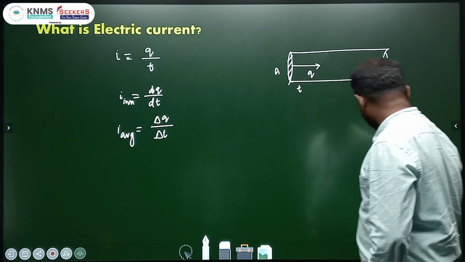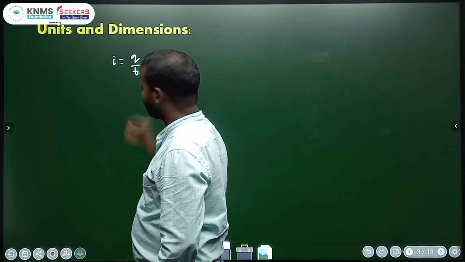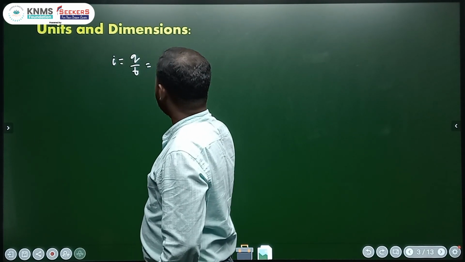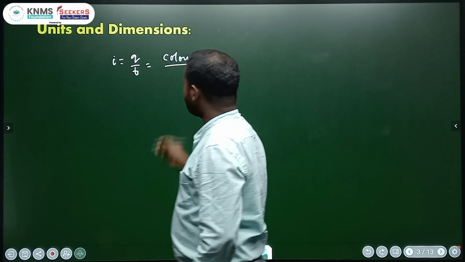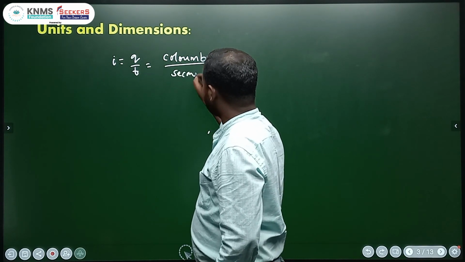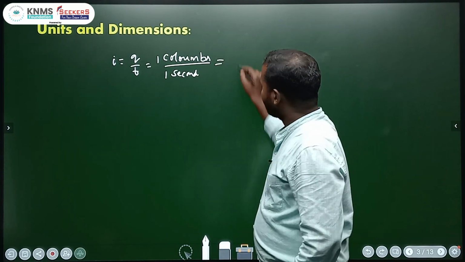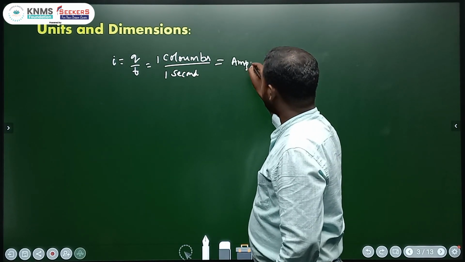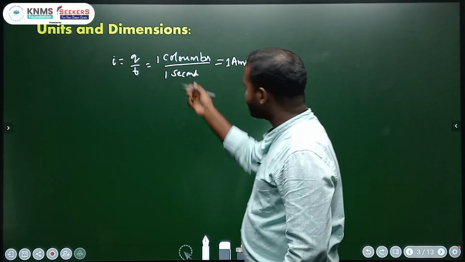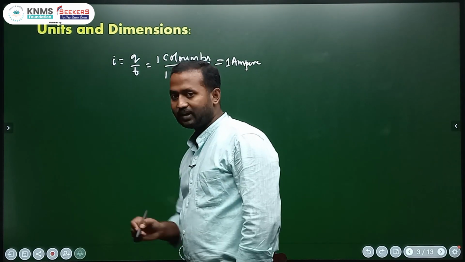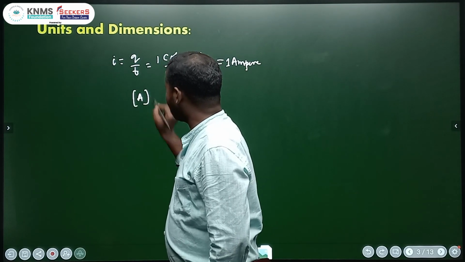Now let us talk about the dimensions and units of it. Current I is equal to charge per unit time. Charge has units of coulombs. How many coulombs of charge are flowing in 1 second? For example, 1 coulomb per 1 second is nothing but 1 ampere. That is the unit of electric current. Now let us talk about its dimension. Electric current is one of the fundamental physical quantities, hence the ampere is a dimension of it.